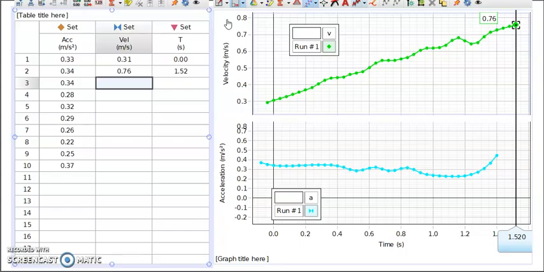Okay? Next, we need to find the change in the velocity and the time interval. The change in velocity is going to be 0.76 minus 0.31, which gives us a change of velocity of 0.45 meters per second. The change in time, or the time interval, well, since the first one is 0 and the second one is 1.52, our time interval is 1.52 seconds. So if we take the 0.45 and divide it by the 1.52, we end up getting an average acceleration of 0.296 or 0.30, which is very close.